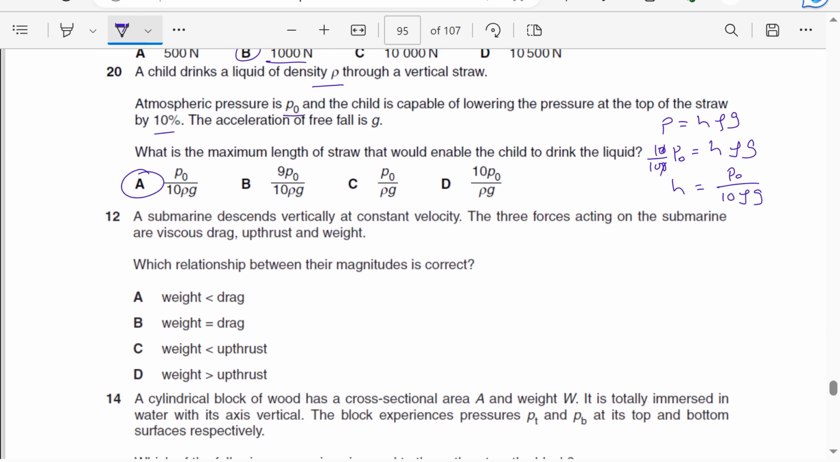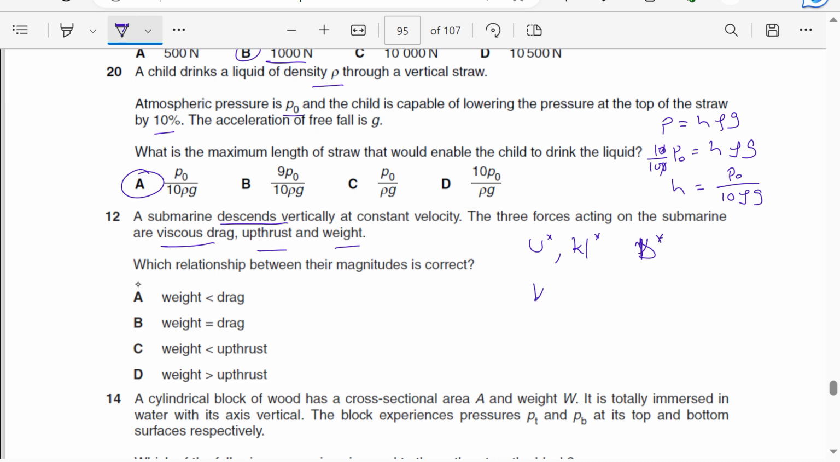A submarine descends vertically at constant velocity. The 3 forces acting on the submarine are viscous drag, upthrust, and weight. It is descending. So upthrust is constant, the weight is constant. Because it is descending at constant velocity, it means the viscous drag is constant. The drag is also constant.